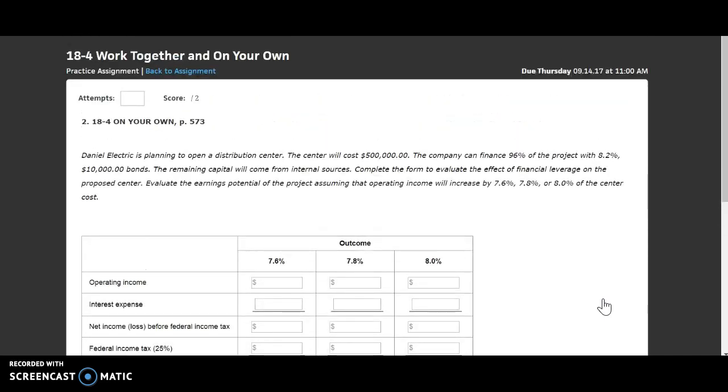Do your 18.4 on your own. After that, you can work on your application problems, the mastery, and the study guide. We will not be doing the challenge problem for chapter 18.